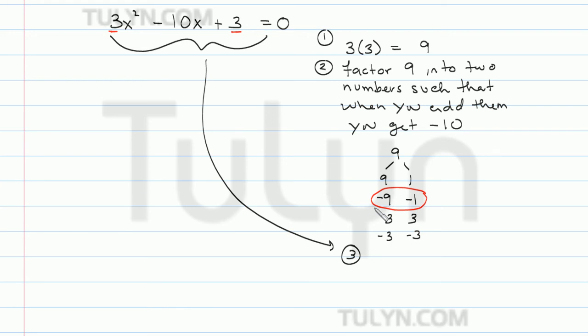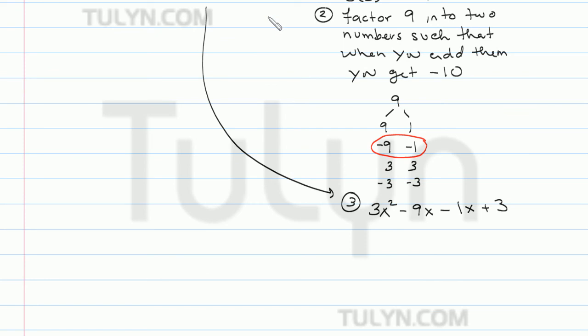So we want to split up that negative 10x. We want to write 3x squared minus 9x minus 1x plus 3. And then the last step is to factor by grouping. So we want to take the first two terms and then the last two terms, and factor out the GCF from each of these.